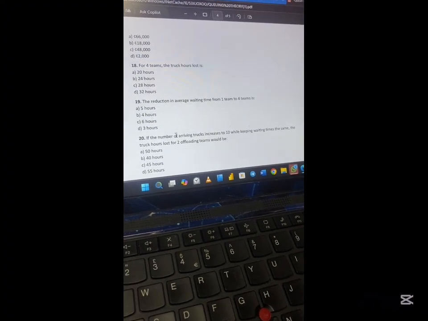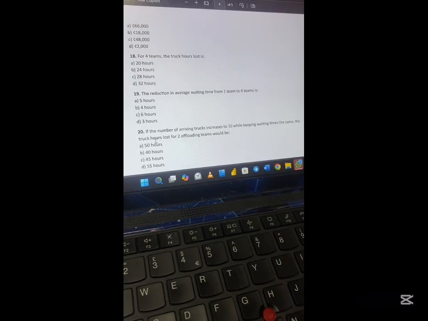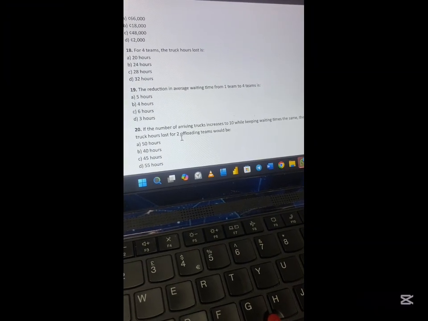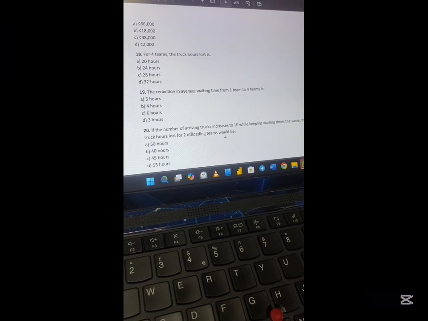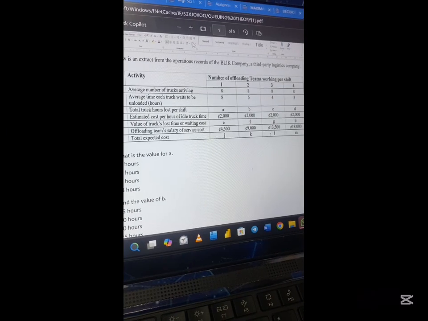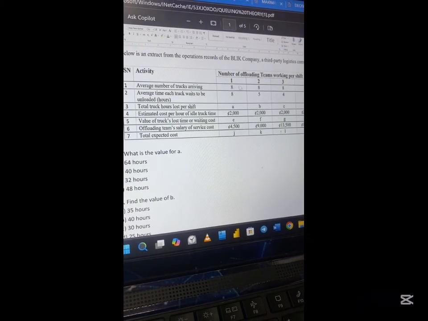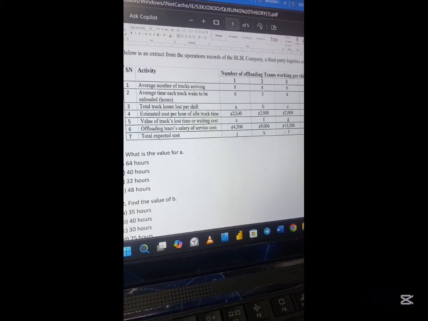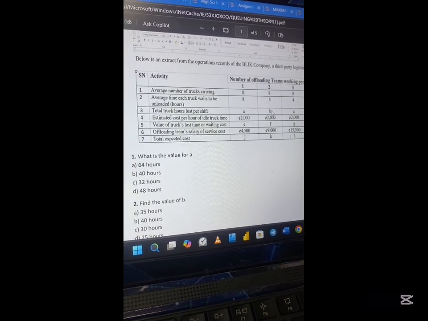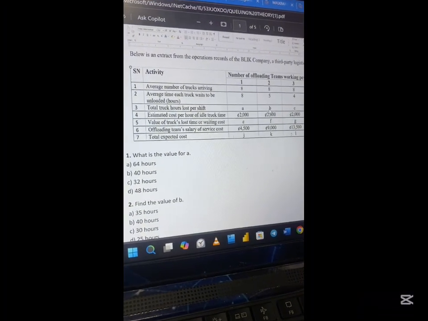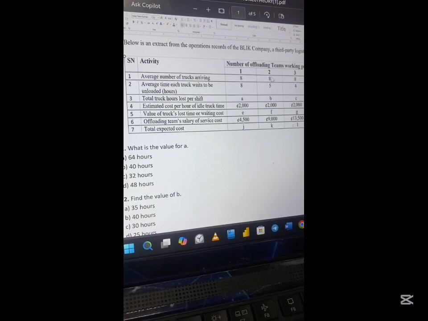So our last question for this queuing theory states that if the number of arriving trucks increases to 10 while keeping waiting times the same, the truck hours lost for 2 offloading teams would be. Yes, so let's go back to our question. Before this change, the average number of trucks arriving was 8. Yes, but now it is 10. So it's asking for the value of B, because we are looking at the total truck hours lost per shift when using 2 teams. So we are looking for B when the value here is 10.